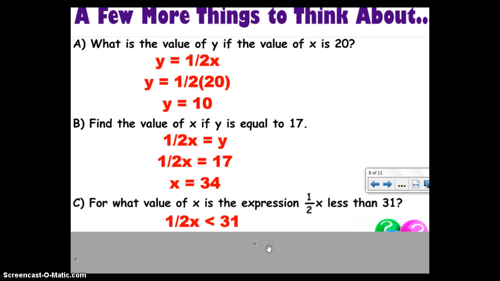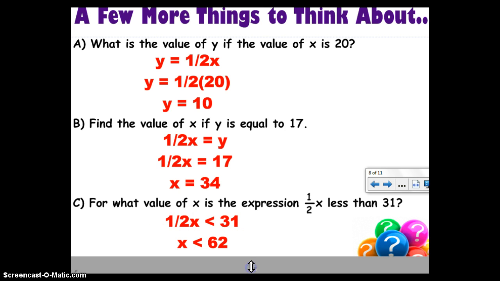If I use the inequality of 1/2 x is less than 31, again, I multiply by 2 on both sides. Any value for x that is less than 62 will give me a y value less than 31.